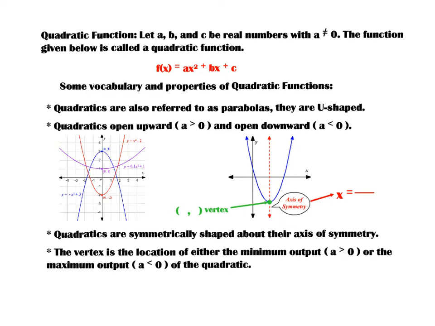So let's specifically get into the quadratic function and its characteristics. The definition of a quadratic function: let a, b, and c equal real numbers with a not equal to 0. The function given below is called a quadratic. So you can see that f of x has a leading coefficient of a, its quadratic term, a linear coefficient of b, its linear term, and a constant value of c, its constant term. Some vocabulary and properties of quadratic functions are as follows.